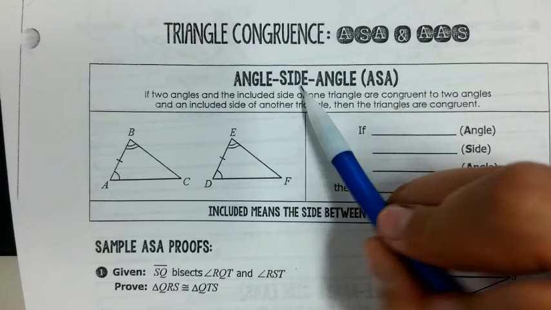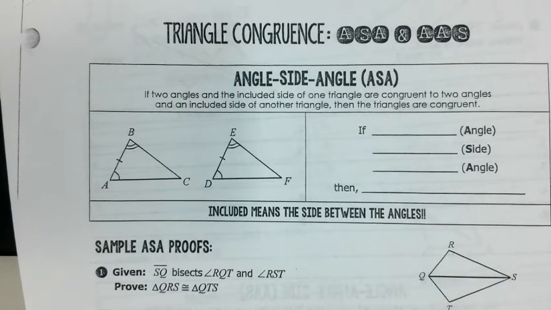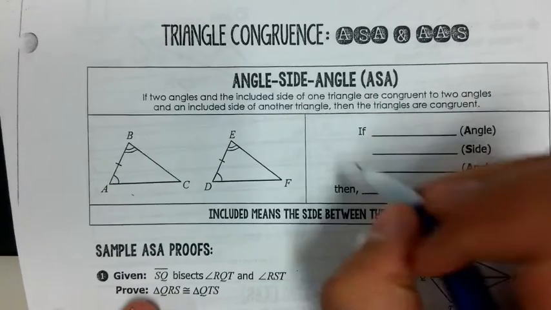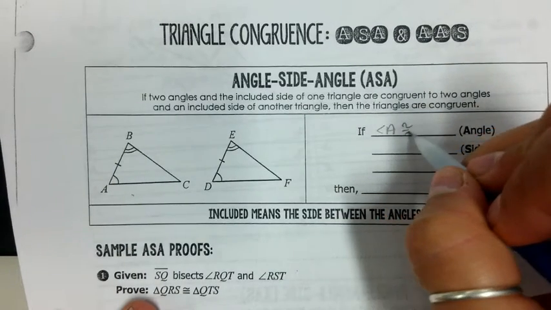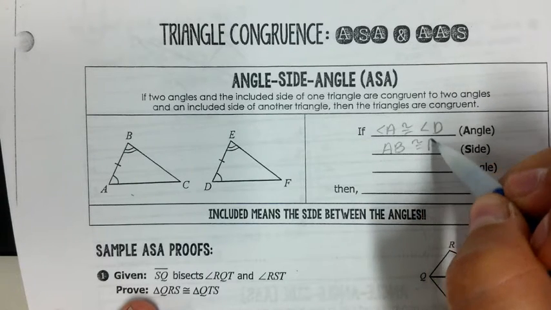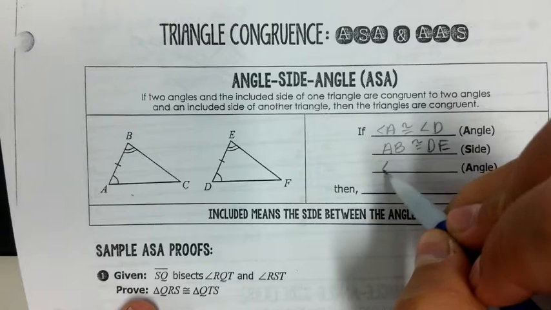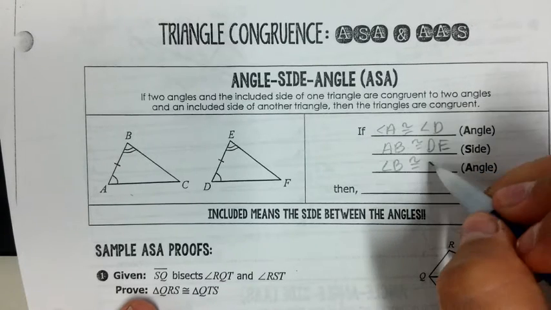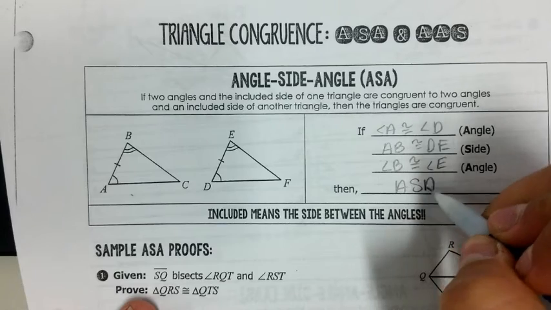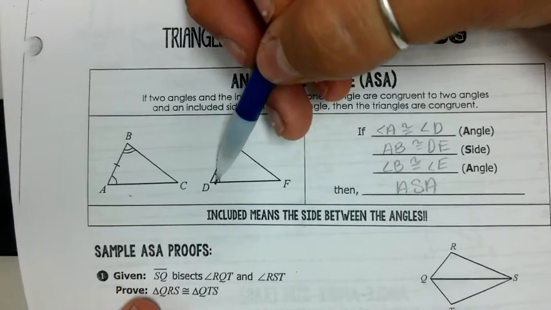So if we're doing angle side angle, that's where there's a side that is congruent in between two congruent angles. And in this picture, we have angle A is congruent to angle D. Side AB is congruent to side DE. And angle B is congruent to angle E. Then therefore, when we read it, we have angle, side, angle.